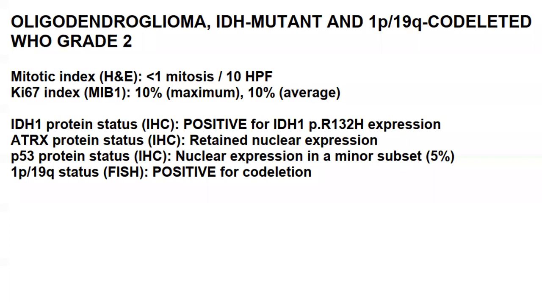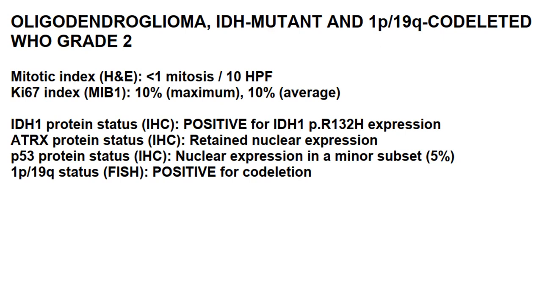And here's the final diagnosis for this case: oligodendroglioma, IDH mutant, 1p/19q co-deleted, grade 2. Why grade 2? Well, loosely based on the mitotic activity, fewer than 1 mitosis per 10 high power fields. The MIB is a little elevated, 10%. It's okay. It doesn't matter. Sometimes you get a little bit of discrepancy. Grading is not based on the Ki-67.